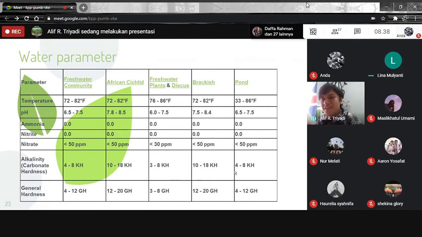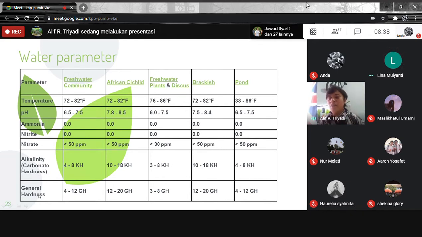Now, this might sound like big words to you, but to be honest, this doesn't actually imply much to the longevity of your fish. As long as your fish has clean water, like ammonia, nitrate, and nitrite, it's probably okay. But to keep your fish happy and healthy, you might have to consider the pH, the alkalinity, and the general hardness. Now, what is temperature?